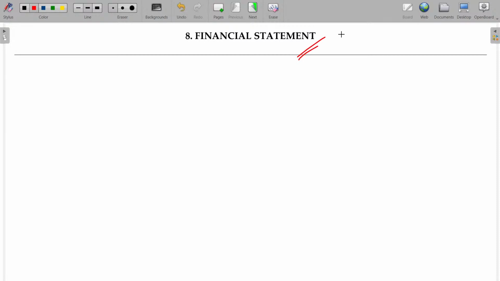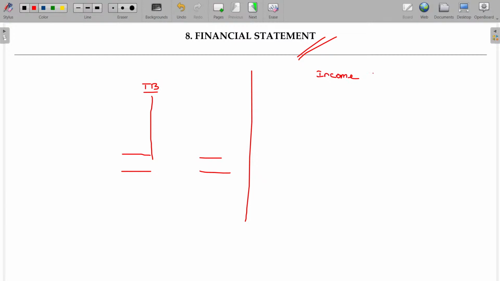We will now discuss financial statements. We have two statements to be prepared from the trial balance you already prepared. From the trial balance, you have to prepare two financial statements. One is the income statement. Another one is the financial position statement. These are the two statements supposed to be prepared.